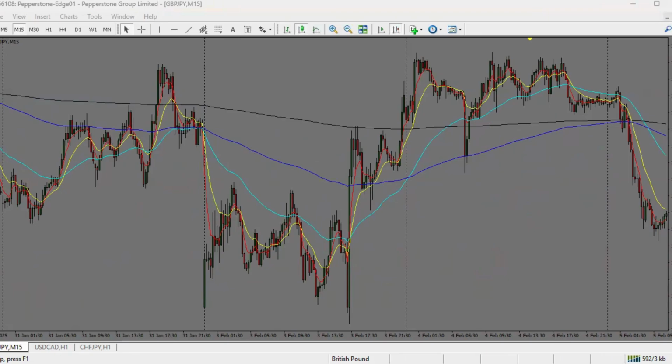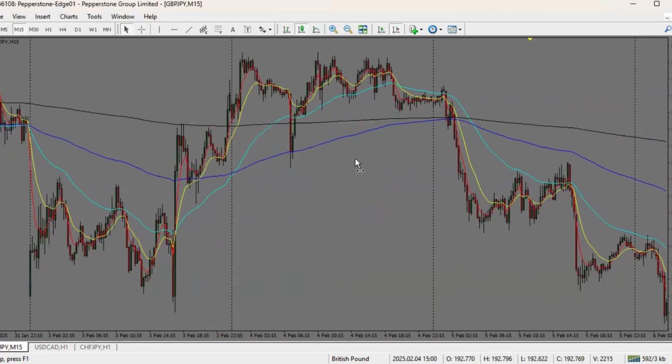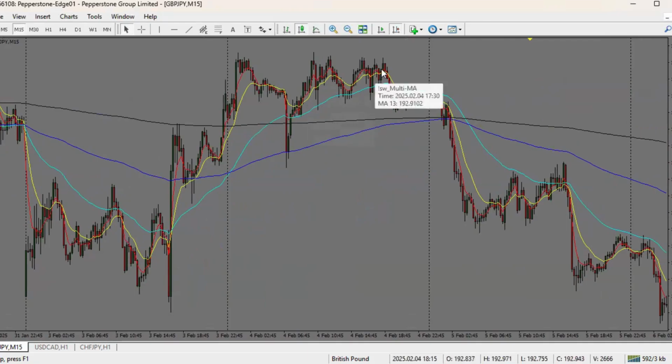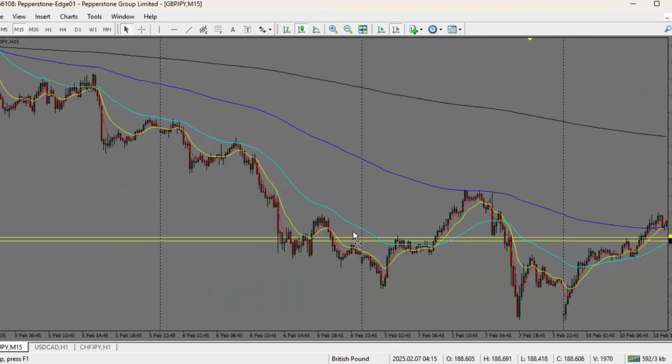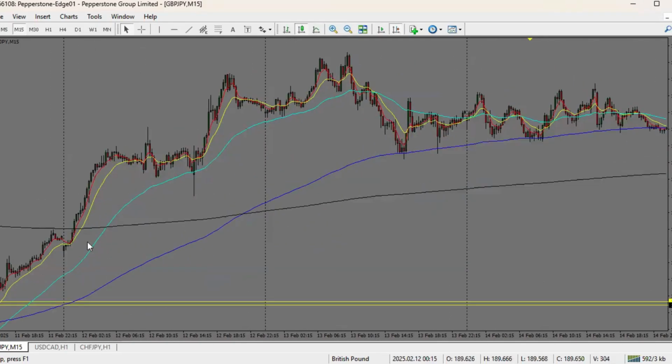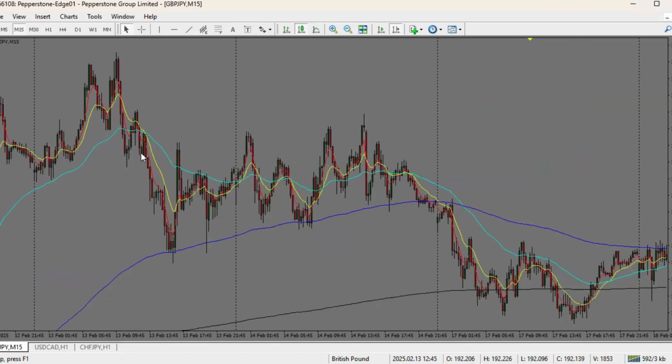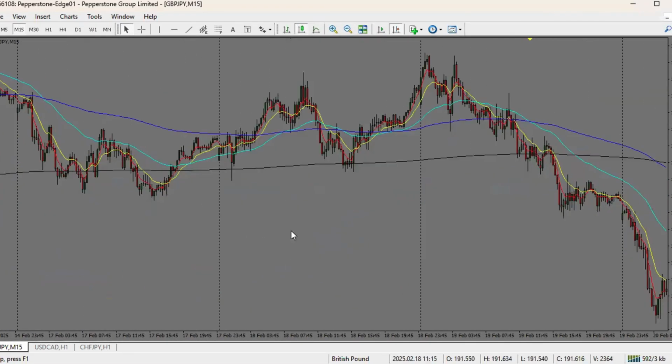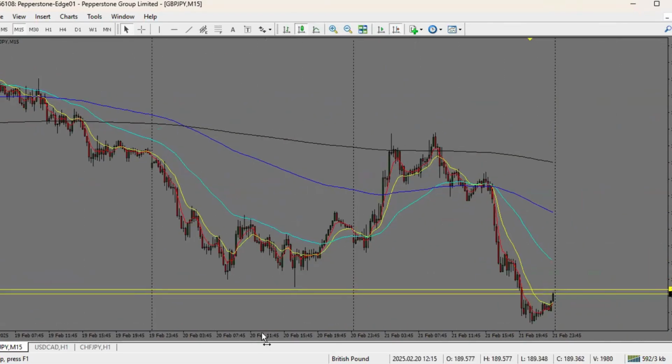And when the 5 and 13 period cross below the 50 EMA, we get a bearish confirmation. Let's look at that. When the 5 and the 13 cross the 50 period EMA, which is the light blue one, we get a bearish confirmation. Look at that one. When the 5 period and the 13 period cross above the 50 EMA, we get a bullish confirmation. Look at that. And when they break again, we get a bearish confirmation. That's all it is.